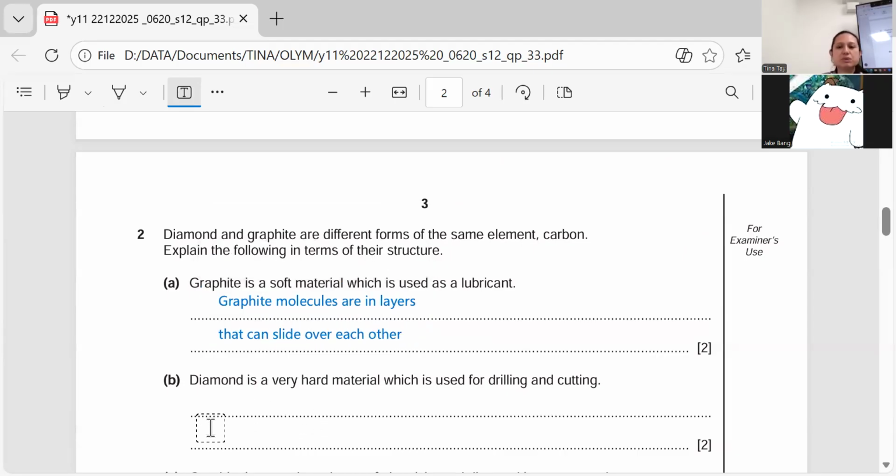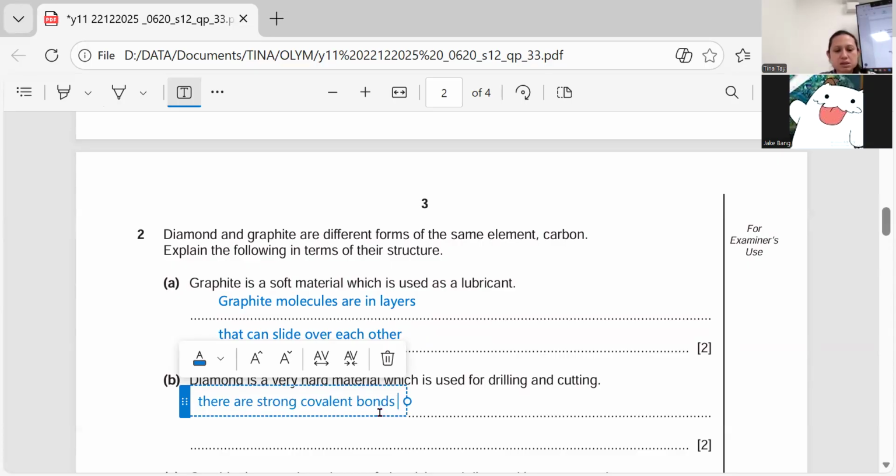Diamond is a very hard material. Why? Strong bonds. There are strong covalent bonds between all the carbon atoms in a tetrahedral structure.